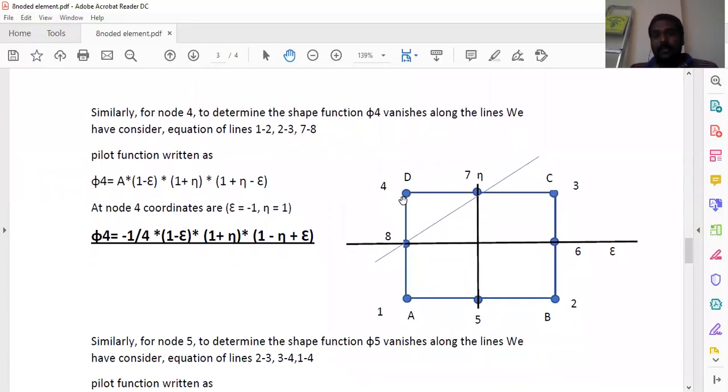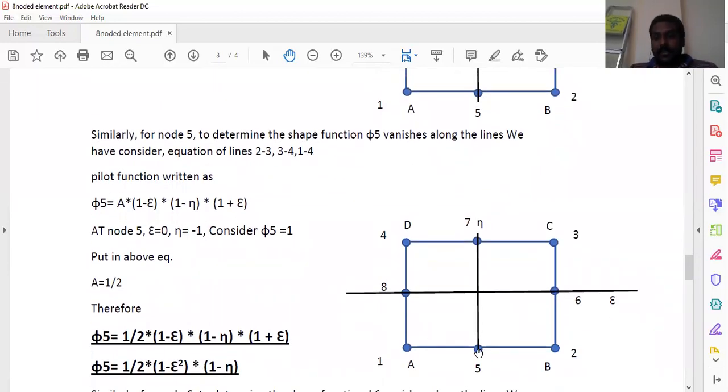Here again, when you are calculating the shape function for node number 4, here equations 1-2, 2-3 and 7-8. So we have written three equations for the shape function and we will put the coordinates of node 4, and the phi 4 value will again be 1. By putting these values in the above equation, we get a equal to -1 by 4. That is why phi 4, the shape function at node number 4, will be -1 by 4 times (1 minus zeta)(1 plus eta)(1 minus eta plus zeta). Okay, this is how we have calculated the four corner shape functions.